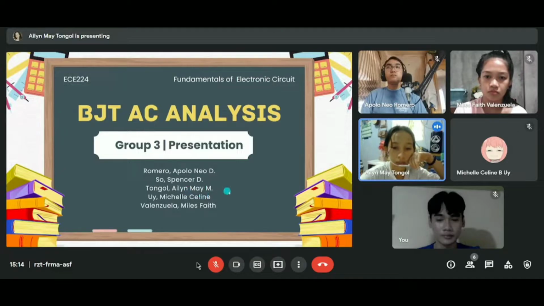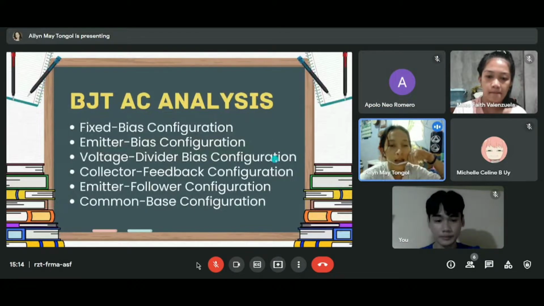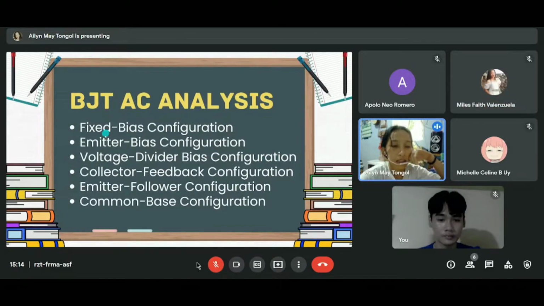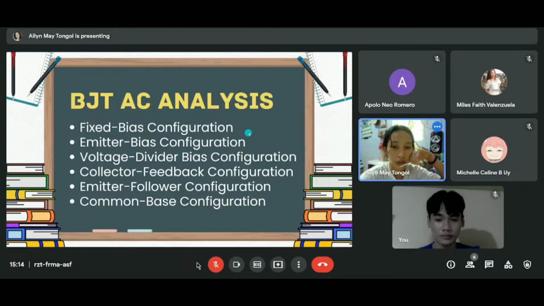I am Aline Morcilia Tungo, together with my group mates Romero Apoloneo, Spencer So, Michelle Oy, and Miles Faith Valenzuela. BJT AC analysis has different types of configuration, namely fixed bias configuration, emitter bias configuration, the voltage divider bias configuration, the collector feedback configuration, the emitter follower configuration, and lastly, the common base configuration. But in our group, we focus on fixed bias configuration.